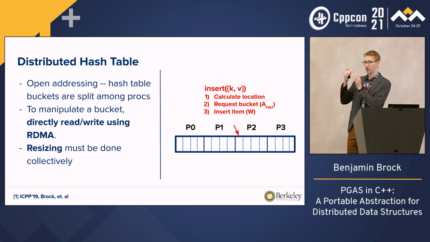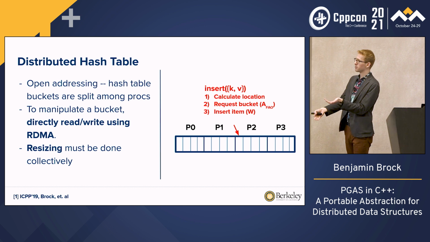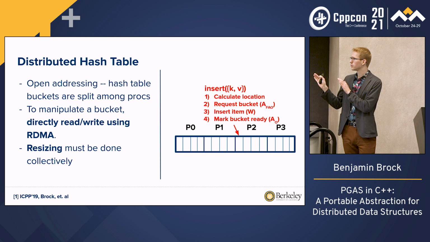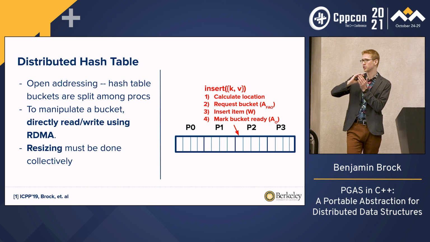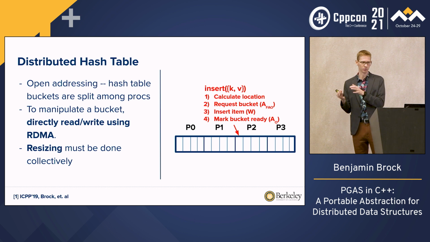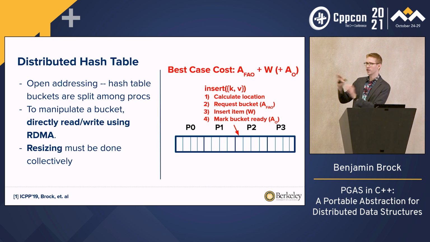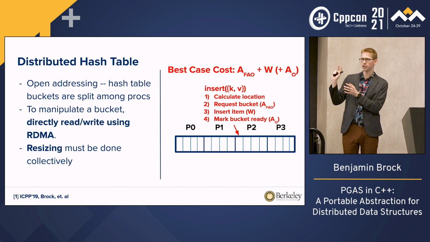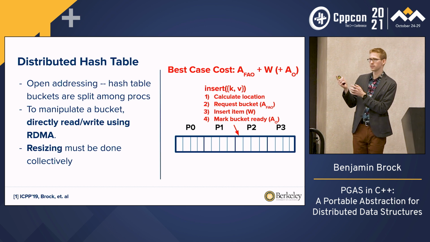Then, assuming it's successful, you insert an item. That's one RDMA write. And then, after that write is complete, you have a final write to signal that that bucket is ready to be read. When that comes out to the best case cost, we have two atomic operations and a write.